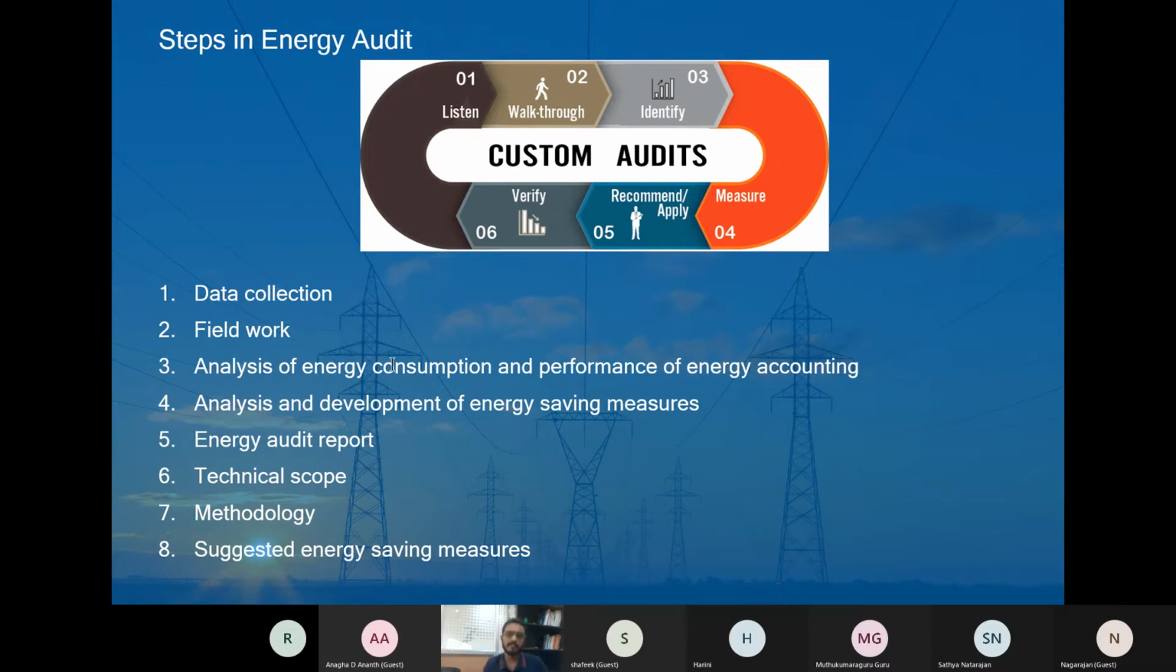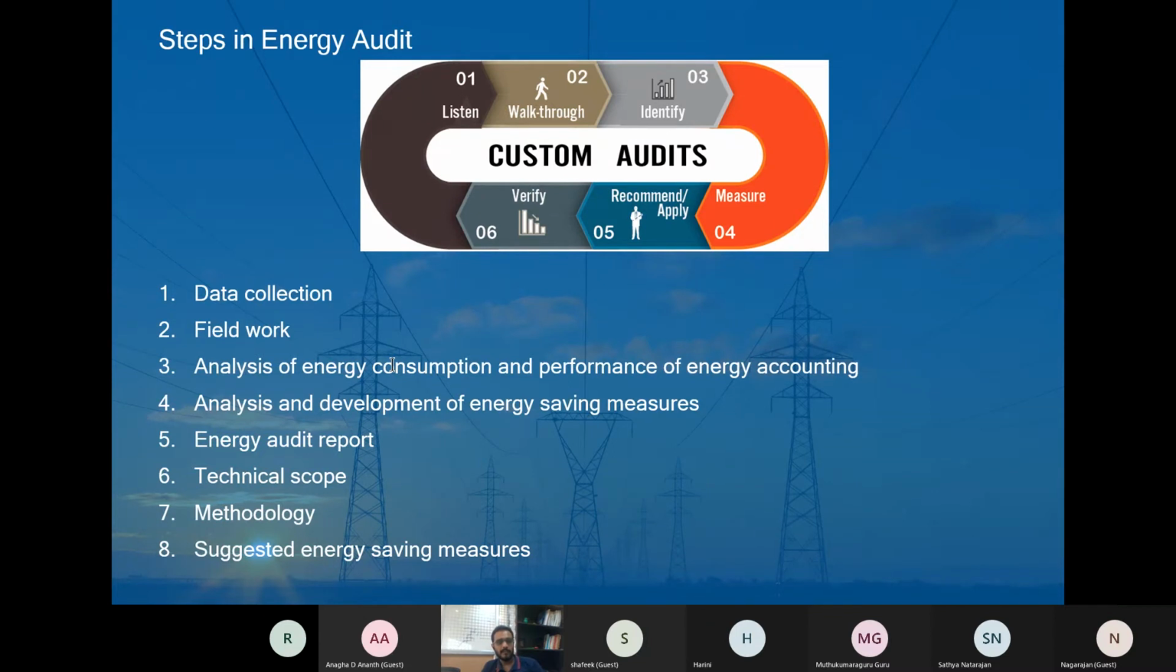Analysis and development of energy saving measures. Once all data is collected and has been analyzed, energy saving measures can be identified. The information collected and analyzed enables the auditor to detect measures to reduce the energy consumption. So where exactly the energy consumption is more, what to improve, when to improve, where to improve. Energy and cost savings of these measures will be assessed together with the investment needed and the payback.